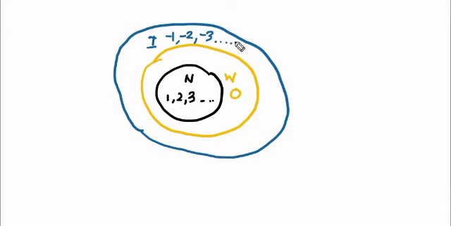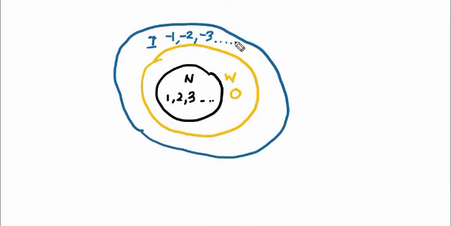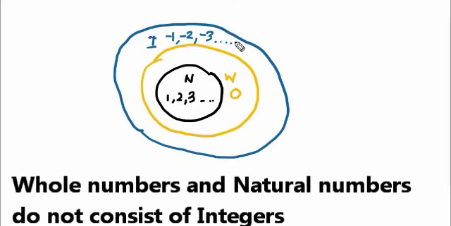So this is the relationship between the numbers. We can see natural numbers are part of whole numbers and integers. Integers will consist of all natural numbers. Whole numbers will also consist of all natural numbers. But natural numbers will not consist of all whole numbers because 0 is outside the natural numbers. Same way, the negative numbers are outside the whole numbers. So whole numbers will not consist of integers.